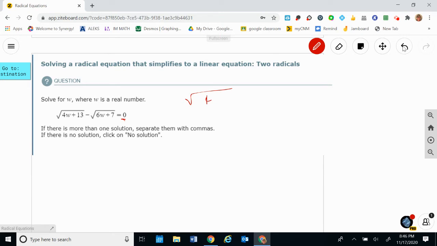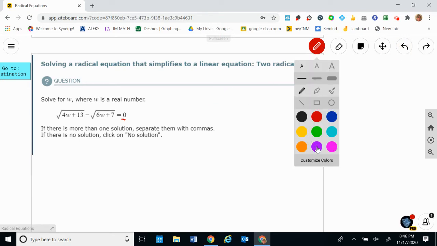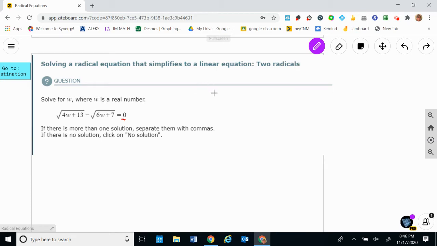Oh my gosh, I'm going to write it better because you deserve that. Let me write it better. Okay, so let's go. The square root of 4w plus 13 is equal to the square root of 6w plus 7. So all I did was add the square root to the other side. Now, the reason why I did that is because when you square both sides to get rid of the square root, then you can solve the equation.